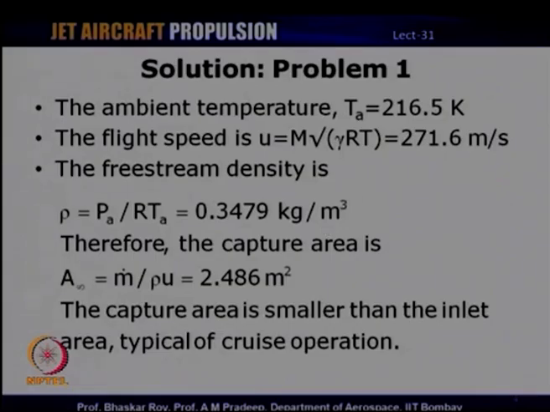Therefore, we can now calculate the capture area. Capture area is simply the mass flow rate divided by the product of density and velocity. Mass flow rate is given as 235, divided by density, which is 0.3479, multiplied by 271.6. If you calculate this, you would get the capture area as 2.486 meters square. You can immediately see that this capture area is smaller than the inlet area. Inlet area is specified in the problem as 3 meters square. Capture area we have calculated as 2.486.